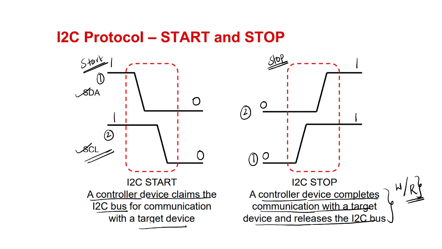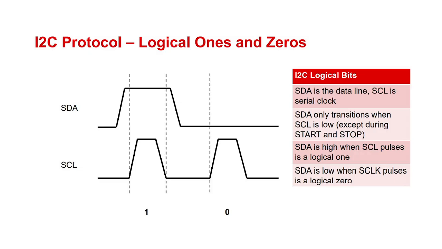Next, logic ones and zeros. This is the SDA line and this is the SCL line. The SDA line is the data line and SCL is the serial clock line. We send the data through the SDA line and the clock through the serial clock line. SDA only transitions when SCL is low, except during start or stop condition.